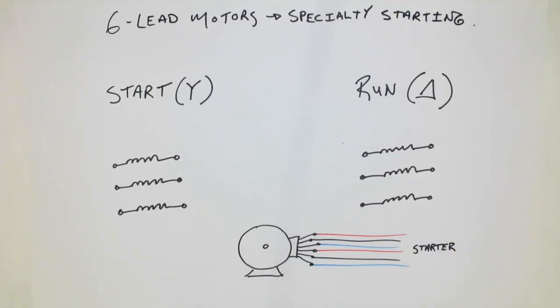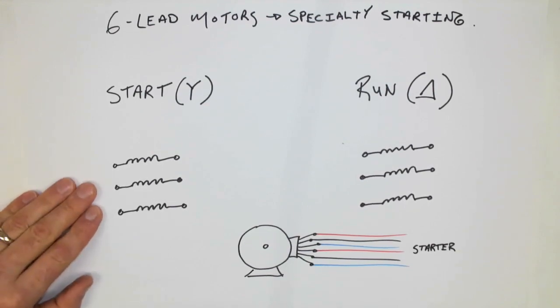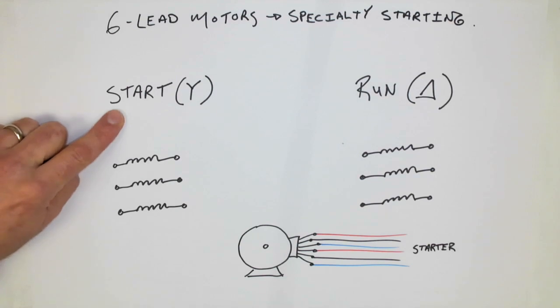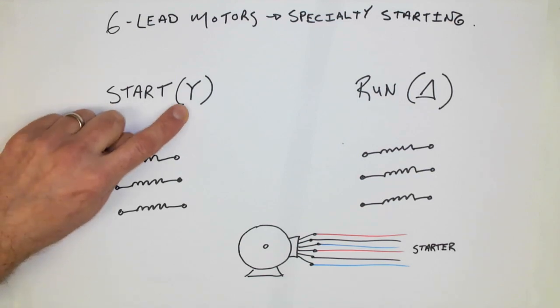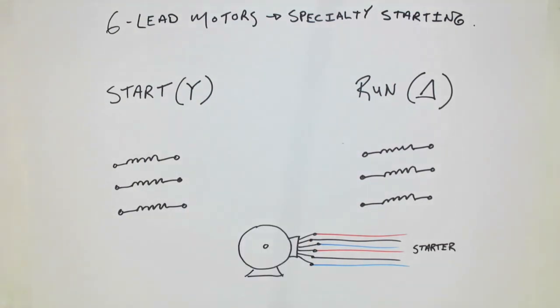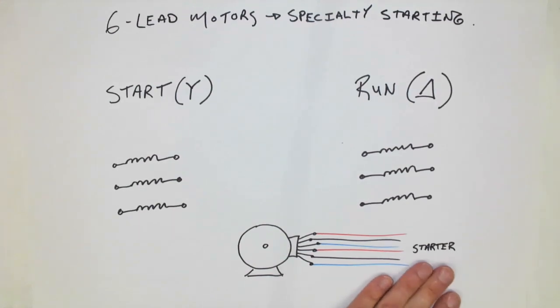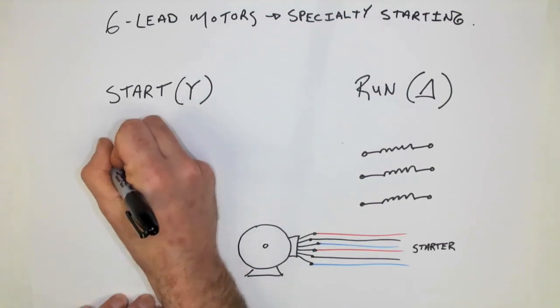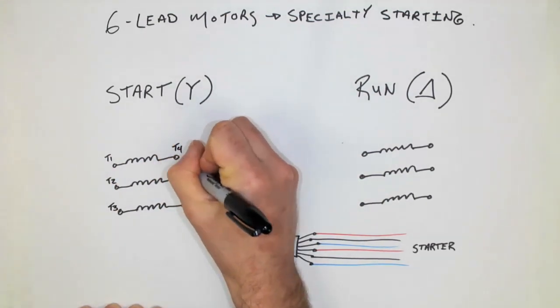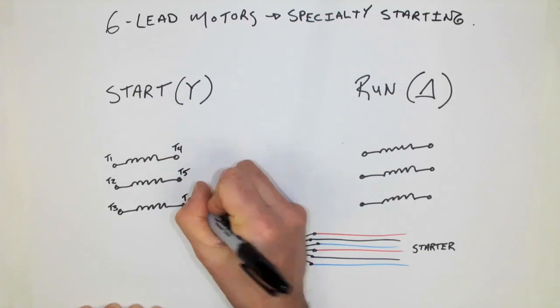The labeling of these leads will be in much the same way. I've drawn them horizontally in this particular motor because it can be connected in either Y or delta. And you can see here that it will be started with the windings in a Y connection and run with the windings in a delta connection. Now, how all of that takes place is again due to the starter, and we will cover that in a later presentation. So first off, let's just label the windings. T1, T2, T3, T4, T5, and T6.